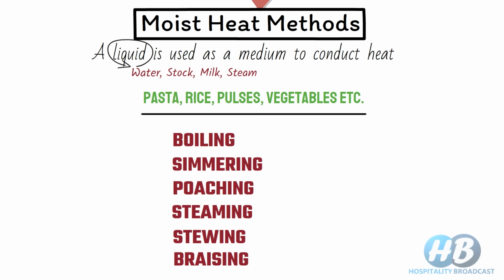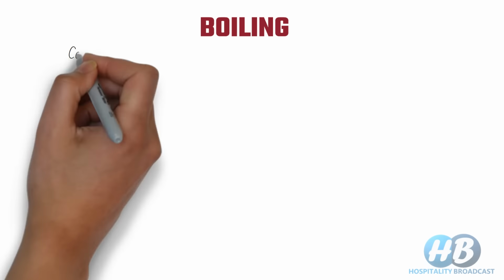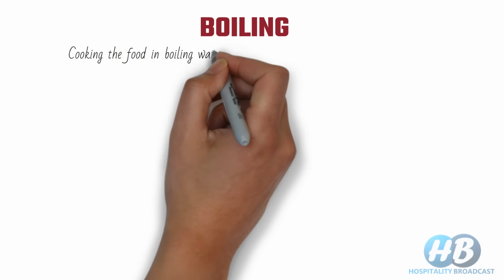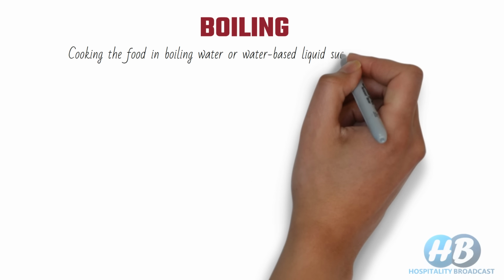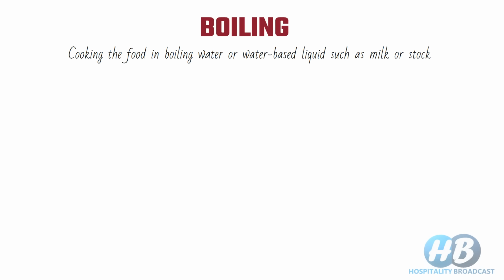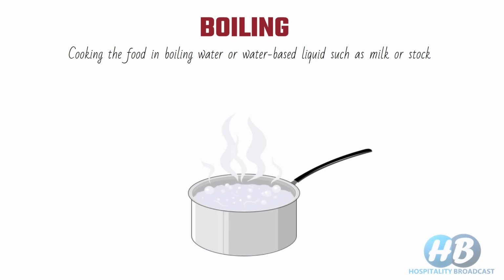Let's talk about the first one, that is boiling. Boiling means cooking the food in boiling water or water-based liquid such as milk or stock. As many a time the liquid used is water-based and the boiling point of water is 100 degrees Celsius, it is advisable to keep the temperature at 100 degrees Celsius.